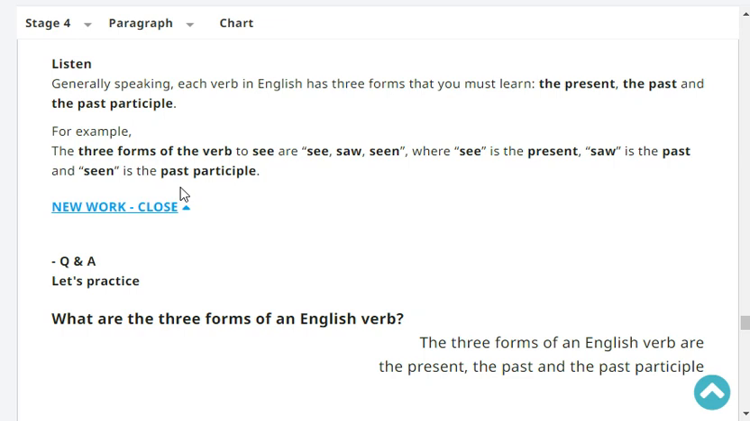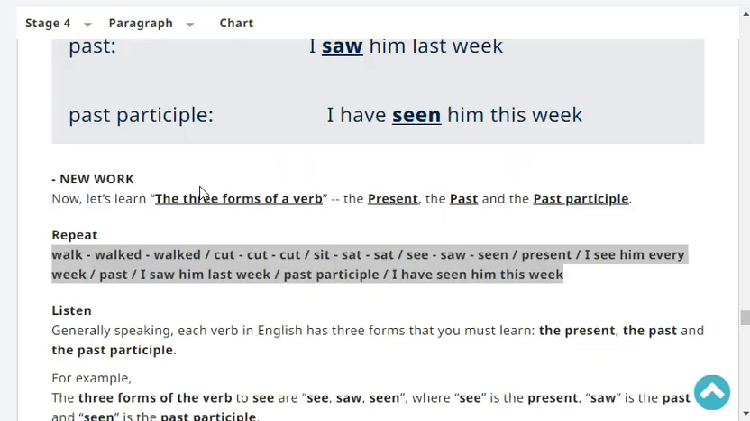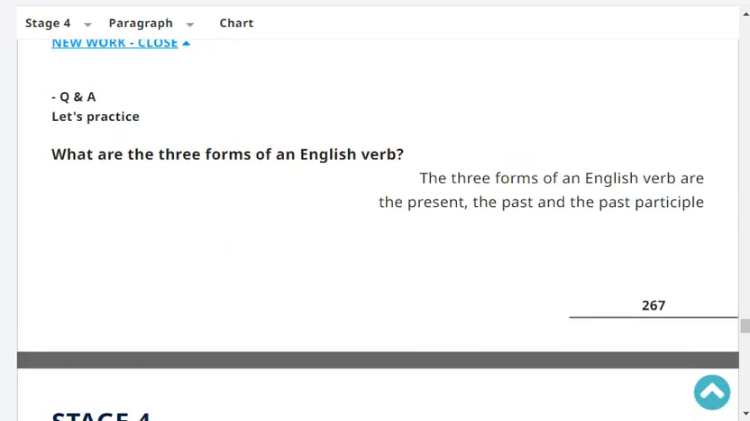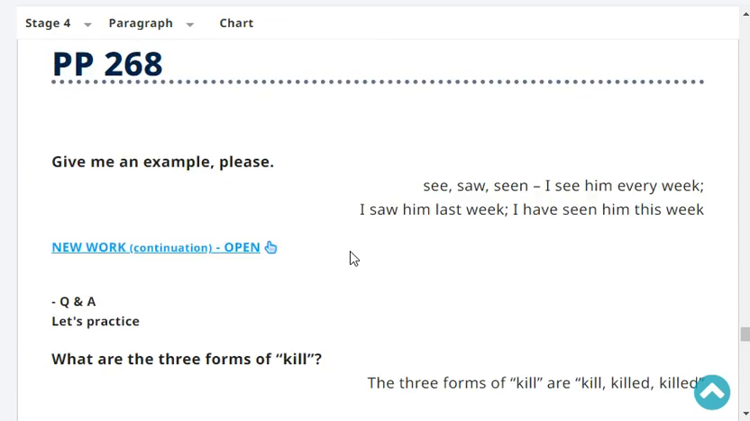Okay, let's practice. What are the three forms of an English verb? The three forms of an English verb are the present, the past, and the past participle. Very good. Give me an example, please.